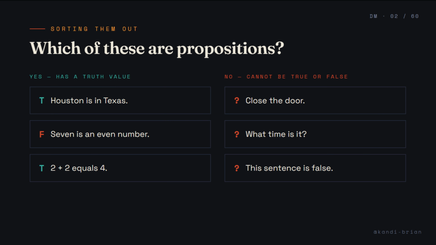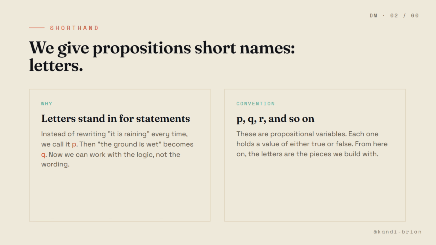Yes or no? Writing out full sentences every time gets exhausting fast, so we use shorthand. We give each proposition a short name, a single letter. Instead of repeating "it is raining," we just call it P. The ground is wet becomes Q. By convention, we use P, Q, R, and so on. Each letter is called a propositional variable, and each one holds a value of either true or false. From here on, these letters are the pieces we build everything from. The point is that once we have letters, we can study the logic itself without getting tangled in the wording.